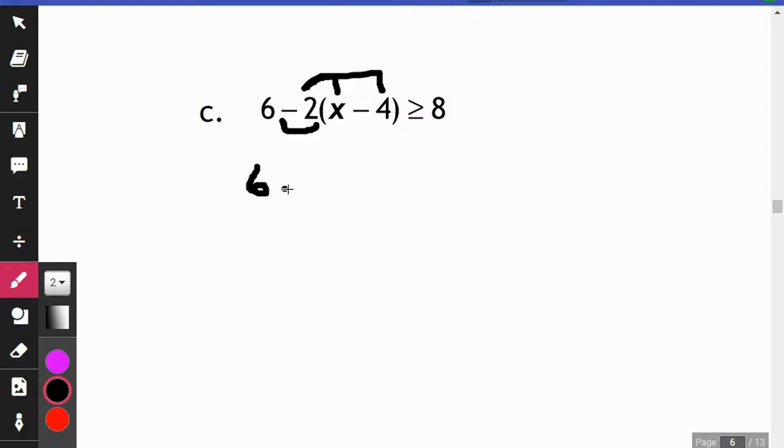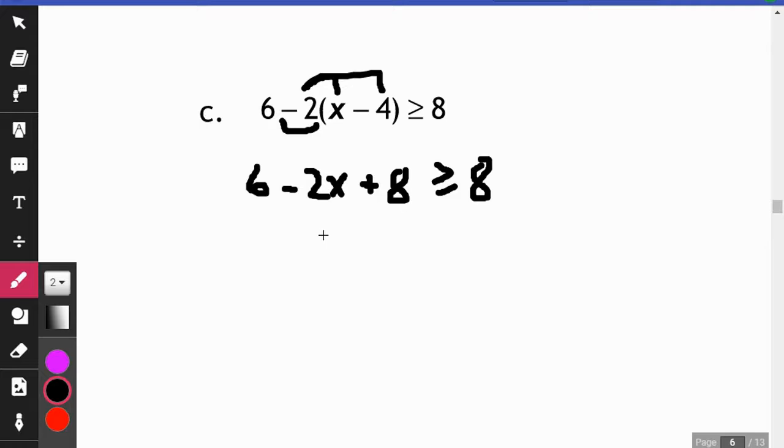So I have 6, negative 2x, and positive 8, greater than or equal to 8. Notice a negative 2 times a negative 4 makes a positive 8. That's why it's positive. Okay, so now I'm going to put these guys together.